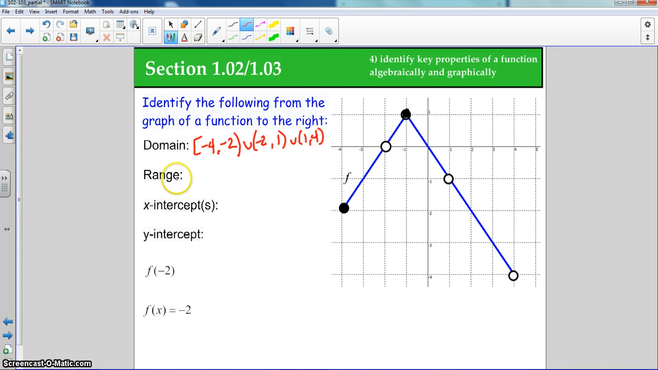Now range, instead of looking left to right, remember range is the set of all y values, all outputs. So I have to start at the very bottom, and this function starts at -4. So I start at -4, and since I have a closed dot, I have a bracket. Now I'm starting at the very bottom and looking vertically. So I go up to -3, -2. I have a dot, but it's closed in, so I can keep going. And at -1, I have a hole, right?